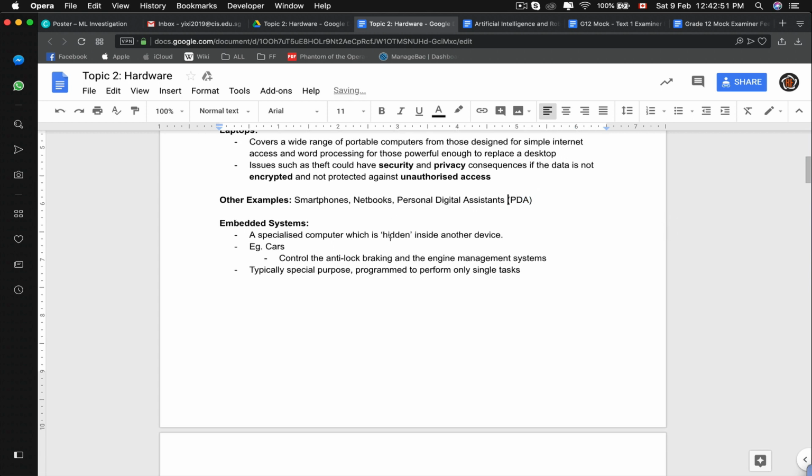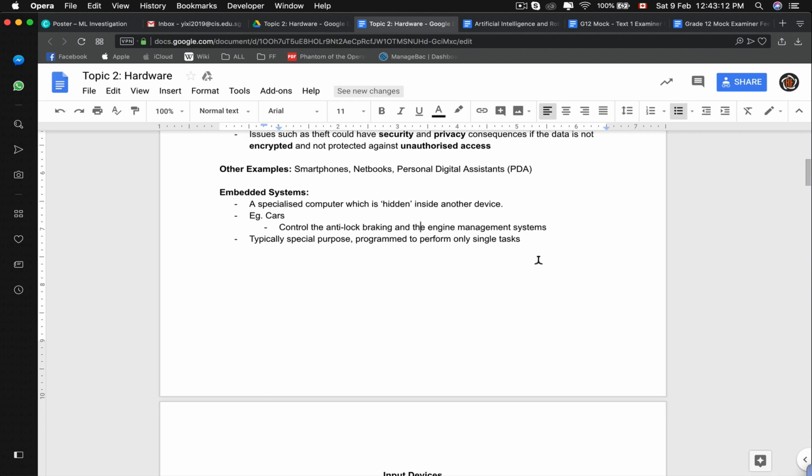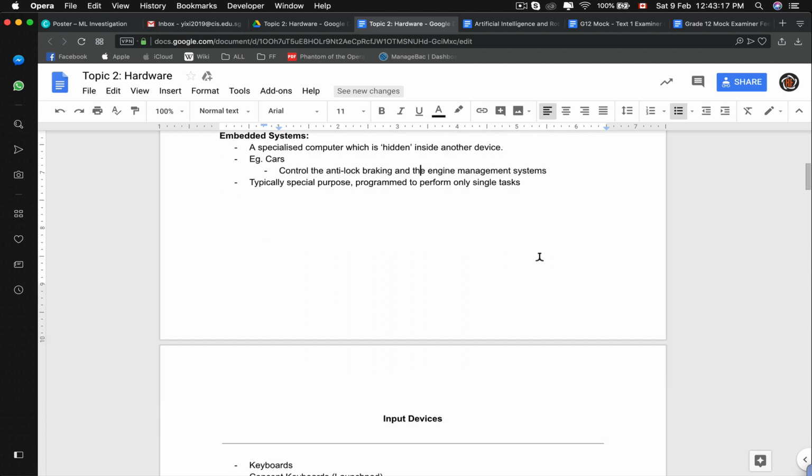Remember, it's different. Okay, and then we have embedded system, which is a computer hidden in another device. For example, when you have GPS in the car, or anti-lock braking in the car's engine systems. So this is something that we can talk about when we do our case study, which is about cars. And they serve a single special function. You know, this embedded system is just for anti-brakes. This embedded system is just for slowing down, etc.